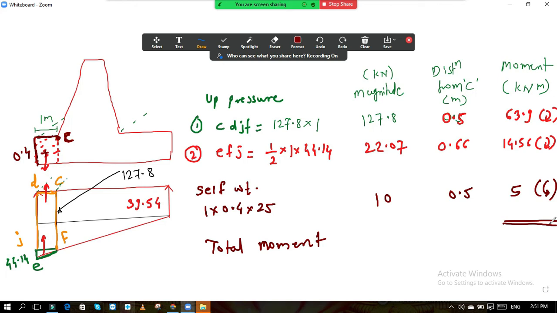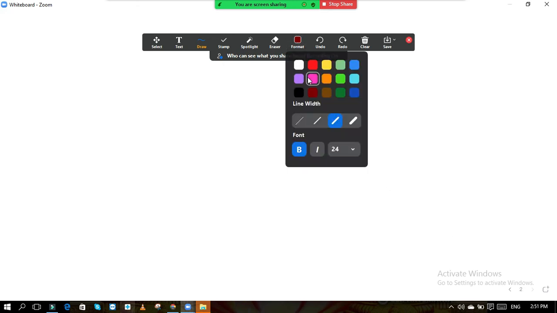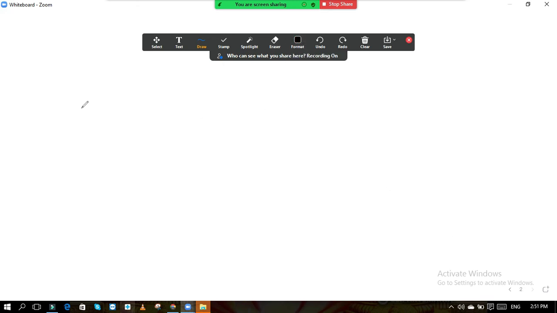So it is 73.46. It is 73.46 kilonewton meter. So this is our total moment for toe slab. This is our total moment for toe slab. मग या मोमेंटला आता स्टील प्रोव्हाइड करून टाकायचं. So now next is very simple. So bending moment at toe slab is equal to 73.46 kilonewton meter.